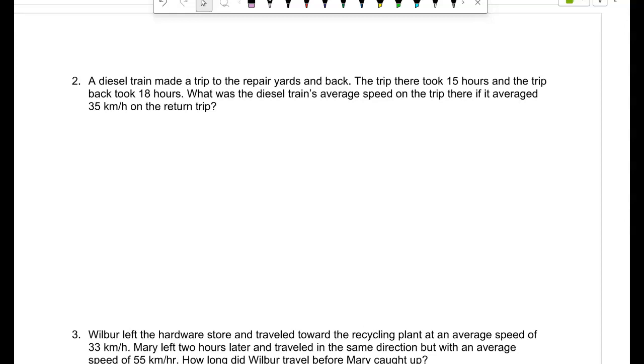A diesel train made a trip to the repair yards and back. The trip took 15 hours, and the trip back took 18 hours. What was the diesel train's average speed on the trip there if it averaged 35 kilometers per hour on the trip return? All right, so let's see if we can fill this out real quick.